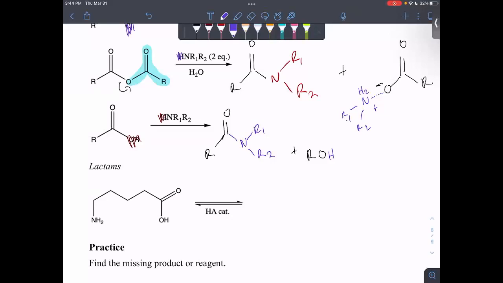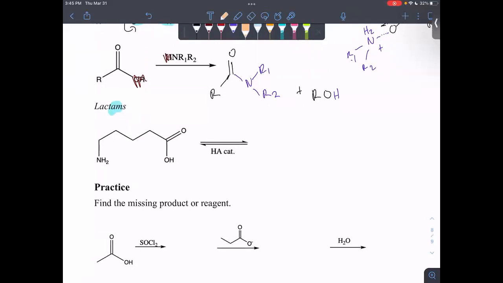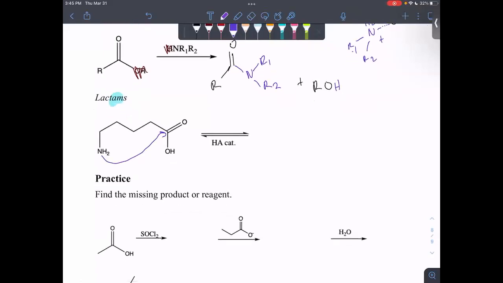And to make lactams, it's the exact same thing as making cyclic esters. Lactams are cyclic amides. So basically it's the exact same idea. You have your nucleophile, which is the NH2 in the same molecule as the electrophile, your carboxylic acid. When you give it an acid catalyst, the NH2 goes in and attacks the carbonyl. Then you lose the OH in the process and you get your amide.